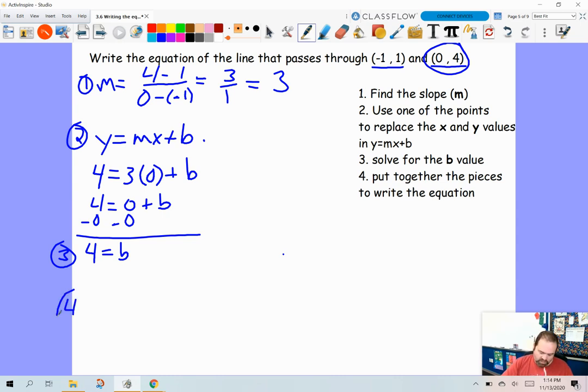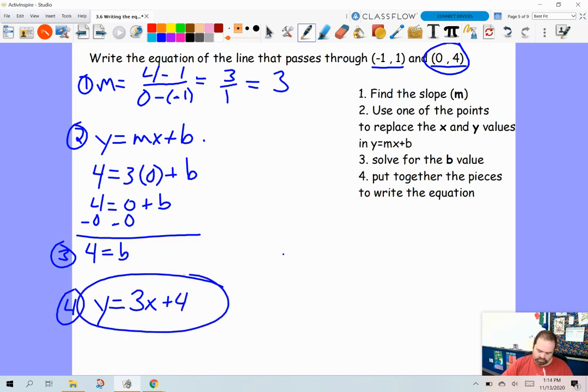The last thing you have to do is actually put it all together in the equation. You're going to leave the x and y alone. They're going to stay variables. So my equation for this one is y equals 3x plus 4. That's your equation of the line.